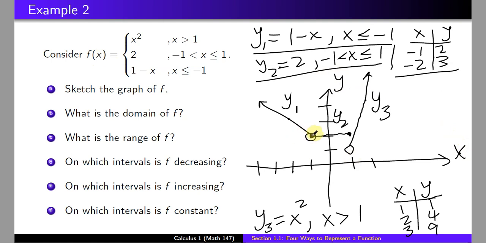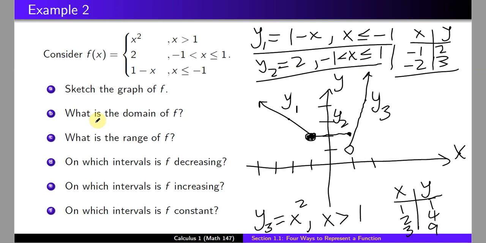All right, and just to be clear here, this hole from y2 was actually filled in with the point from y1. So this is actually filled in right here. We have a point here, but now notice that we have a point here and then a hole here below. But that's okay. Now we can answer all of these remaining questions fairly easily now that we have the graph.